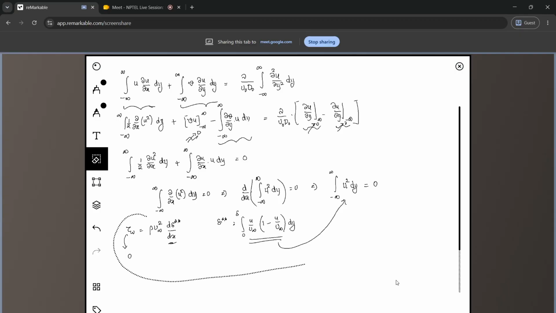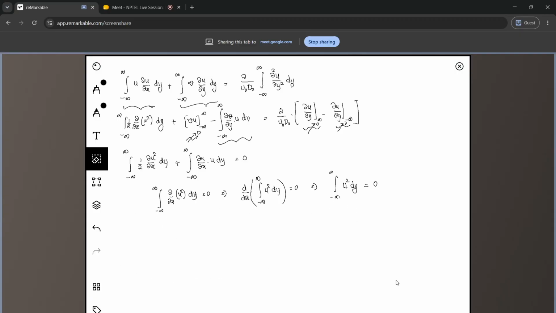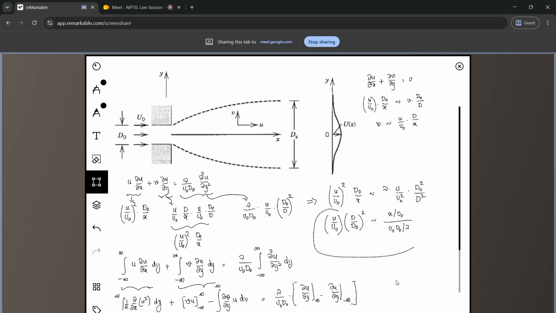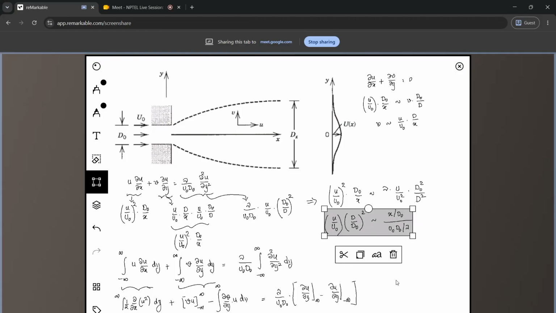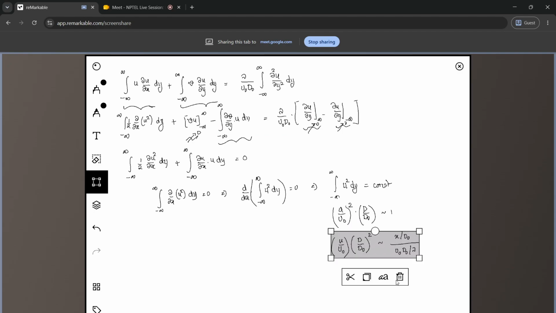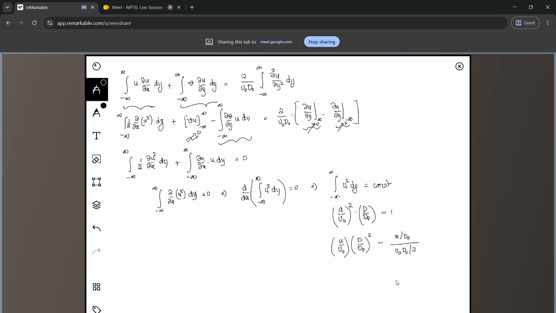So what can I say from here? The magnitude of u is u by u naught square times this will be d by d naught. d by d naught is some kind of constant. Sorry, this is not zero. This is some constant, so I'll just say it would scale as of order one. So this is one equation, and then we have one more order of magnitude, which is this. So now we have two things. From these two, you can determine the order of magnitude of u by u naught and d by d naught.